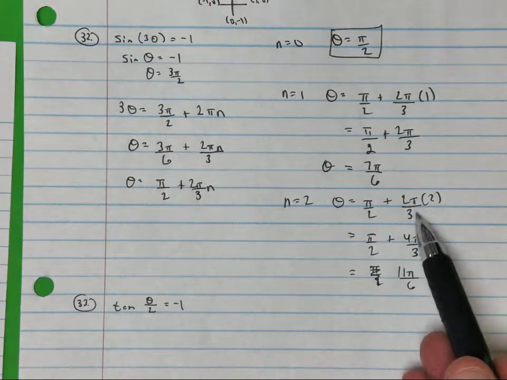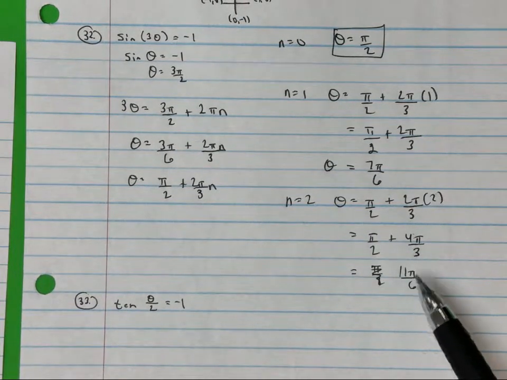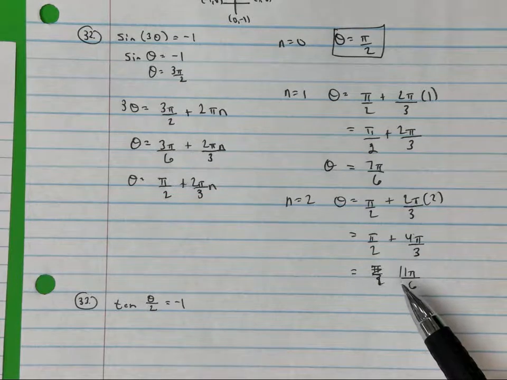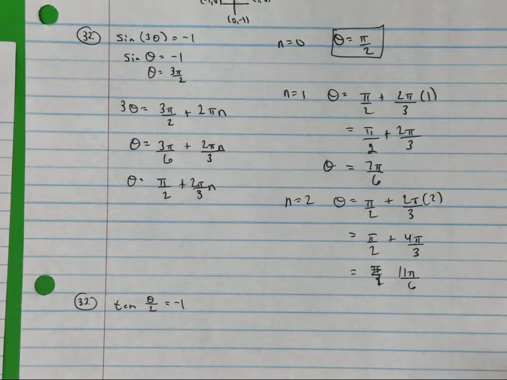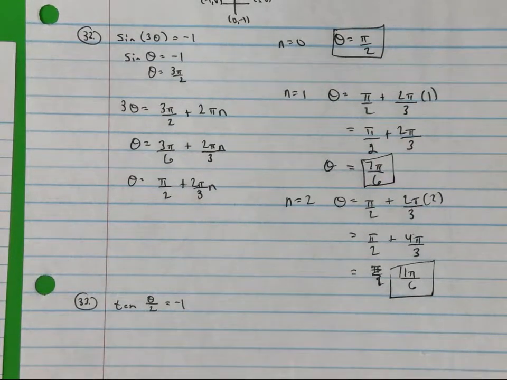Plug this in the calculator. 2 pi times 2 over 3 is 4 pi over 3. 4/3 plus 1/2 equals 11 pi over 6. 6 goes in 11 one time with 5 left over. It does not go over 2. So that's an answer. So you got 11 pi over 6, 7 pi over 6, and pi over 2.